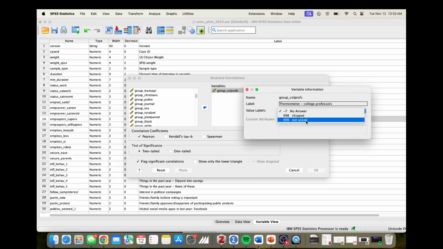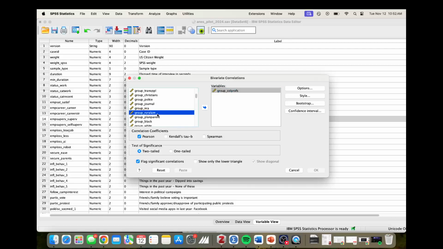These, by default, are not recognized as missing cases, despite the fact they are supposed to be. And so you do have to fix this in the American National Election Studies dataset. I went ahead and fixed this and made SPSS recognize these missing codes as missing codes before I started this video.